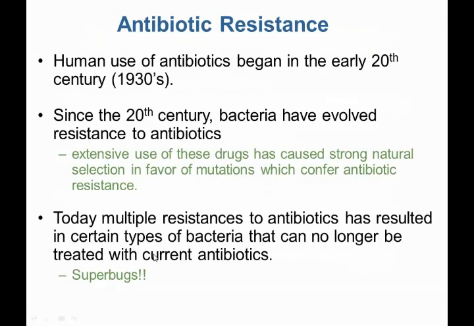So what about antibiotic resistance? So we started using antibiotics about the 1930s. Sulfonamides were the first ones that were used in the war. Since the 20th century, bacteria have evolved resistance to all antibiotics that we use. So extensive use of these drugs has essentially caused strong natural selection in favor of those mutations which confer antibiotic resistance. And today we even have those superbugs that are resistant to multiple antibiotics. And this is extremely problematic in hospital settings.